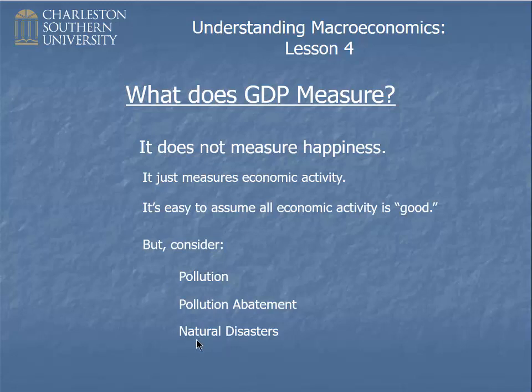So some people mistakenly say, oh, natural disaster has a silver lining because it stimulates the economy. No, that's completely false. That natural disaster destroyed a bunch of stuff, and this thing that's measured in GDP is just the activity to replace something that was destroyed.